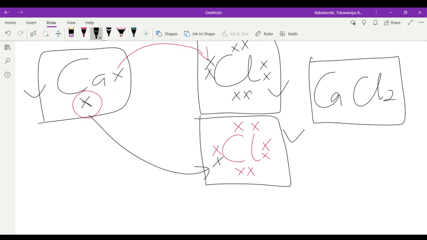I hope that we can use this to practice how to draw Lewis structures for as many compounds that we have, which are ionic compounds.